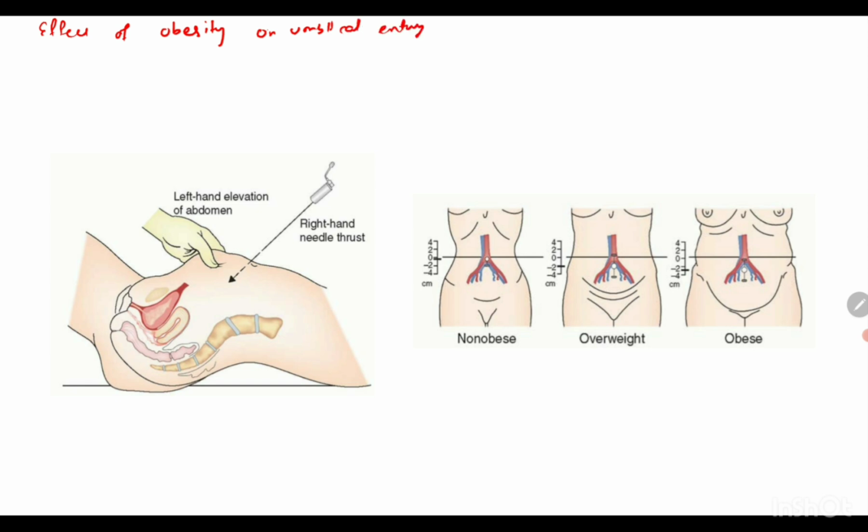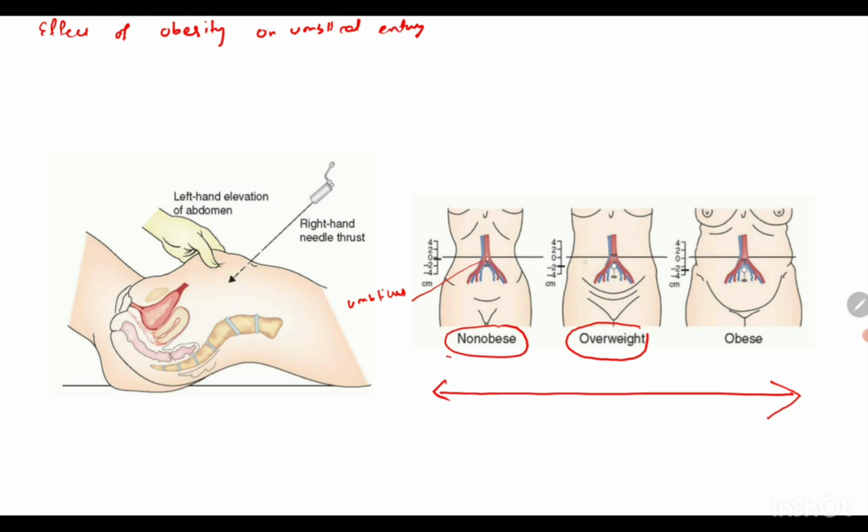Okay, so basically when obesity happens, you can see this is your umbilicus. As the obesity increases, from non-obese to overweight, this is non-obese, the umbilicus is at the center. In overweight, the umbilicus is now sliding down. In obese patients, you can see the umbilicus is shifting downward because of dragging, sagging of the skin.